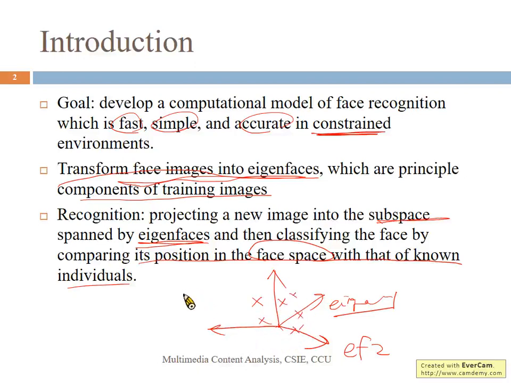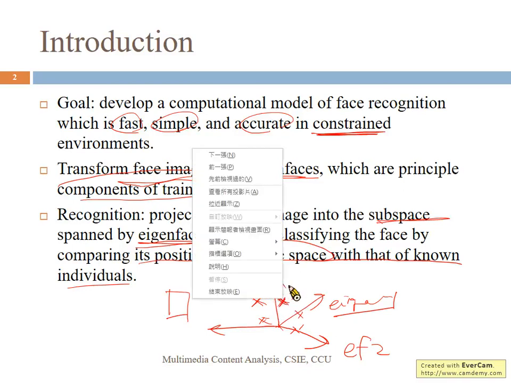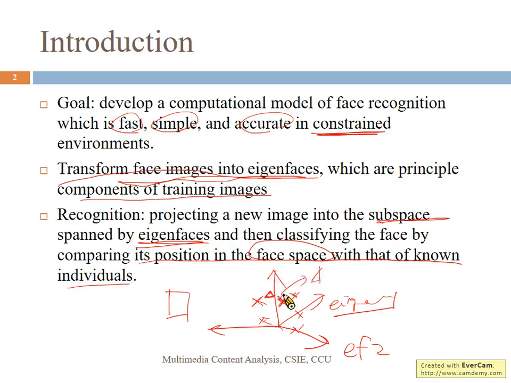Then given a new image, we can still map this image into this space. And then how can we recognize the face? We just compare the distance. We just compare this point with others, and then we may just take the nearest neighbor. For example, if the nearest neighbor is user A, then we say that the new image is also user A. So this is the basic idea of eigenface. Then we will go into the details later.